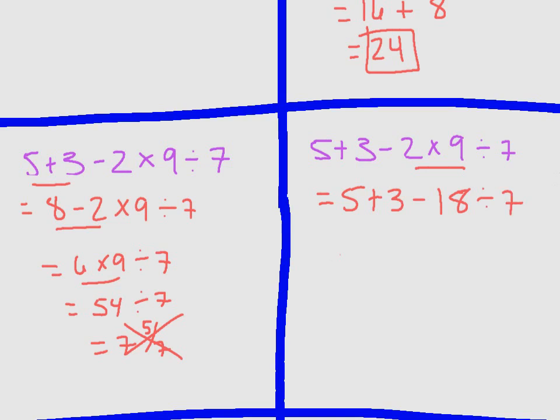Then I would do what? 18 divided by 7. Now still, these don't go into each other perfectly. So how many times does 7 go into 18? 2. So I'd get 2, and then what's my remainder there? Or the fraction that's left over? 4. So that would be 4/7. Right? Okay. Then 5 plus 3 would be 8, because now all we have is addition and subtraction left.